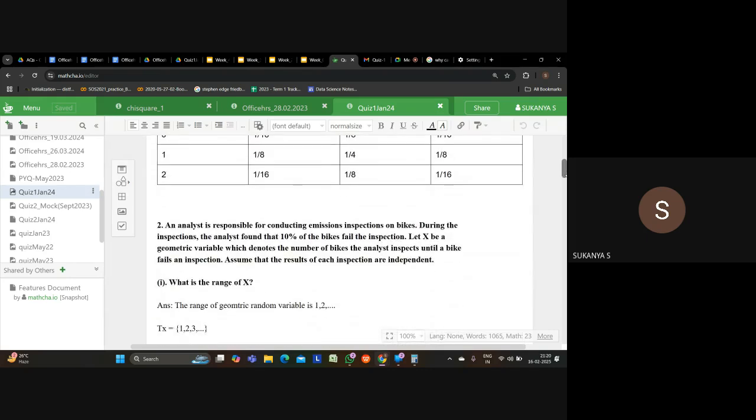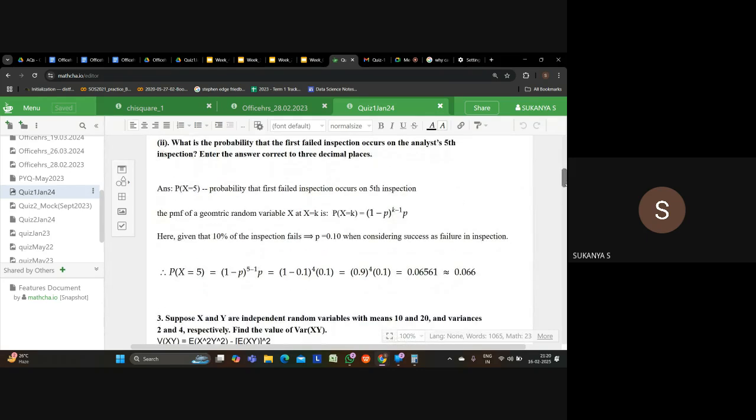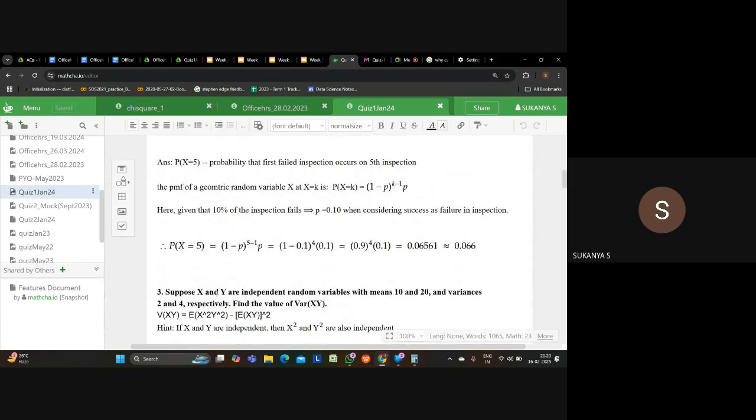Now, you will see a repeated question. This one we just discussed, I just took it from here. This says X and Y are independent random variables with mean 10 and 20 and variance 2 and 4. We need to find the variance of XY. Considering it as one variable, what is the variance of X? It is simply expectation of X square minus expectation of X the whole square. So using that definition, we can write variance of XY as expectation of X square Y square minus expectation of XY the whole square.